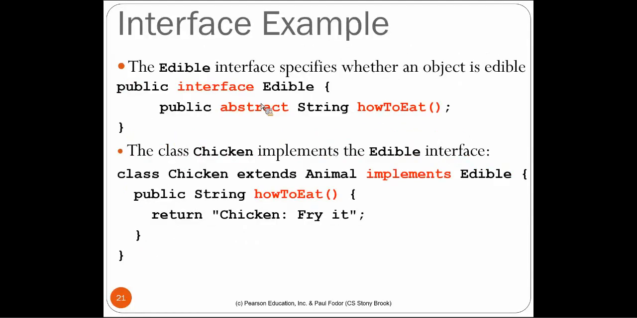So for instance, in our case, we specified the interface Edible, and that interface must contain a method howToEat as an abstract method. If we say that a class, let's say Chicken, implements Edible, then the class Chicken, which extends Animal, also implements the interface Edible. So it must implement the abstract method howToEat. And in the case of Chicken, we basically return a string that a chicken can be eaten by frying it.